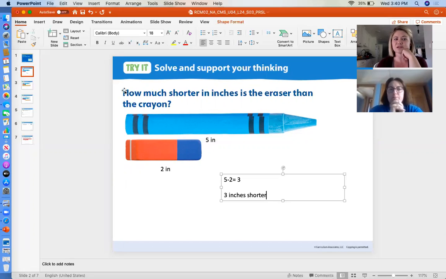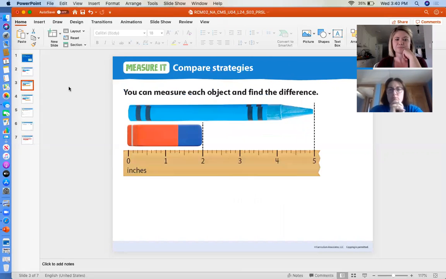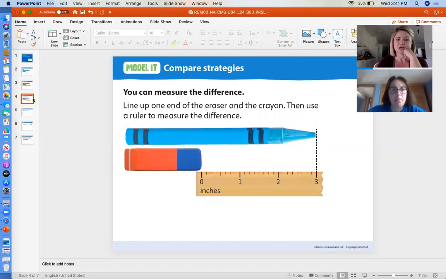Yes. But let's go ahead and look at some of the strategies that our book talks about. So it says you can measure each object and find the difference. So they got their ruler out, they measured, and then we could count the hops. So 1, 2, 3. So that's another easy way for us to do it, is actually get the ruler out and count the hops. Definitely.